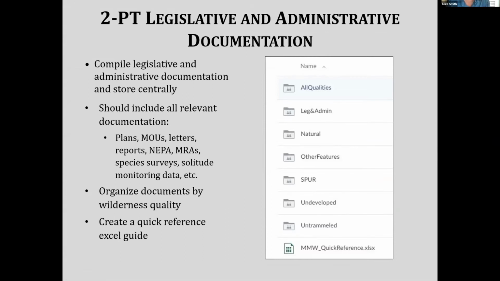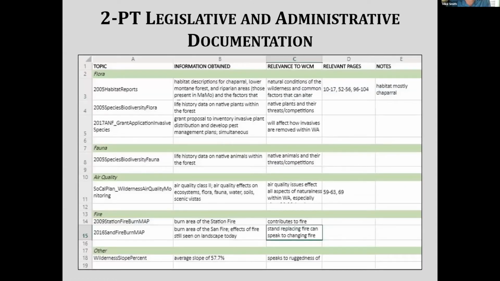Sometimes I'll just Control-F "wilderness" to look through and make sure that a giant plan is somewhat relevant to what I'm looking for. We always recommend making a quick Excel reference guide where you can see each document as it pertains to the quality. This example looks like it's all on the natural quality, so it's a faster way to navigate through all your 2-point administrative and legislative documentation.